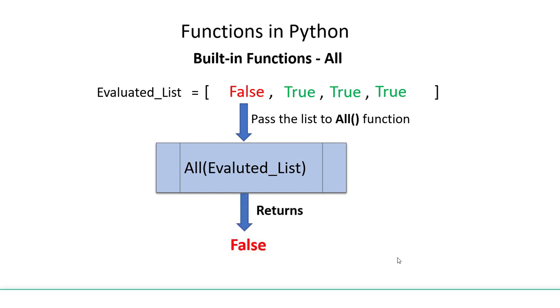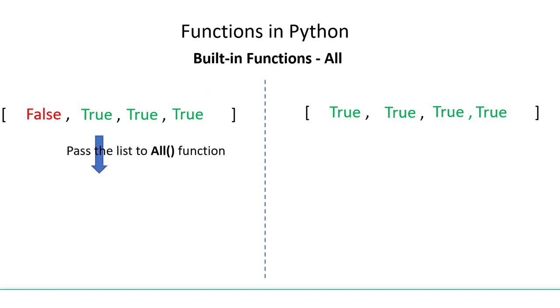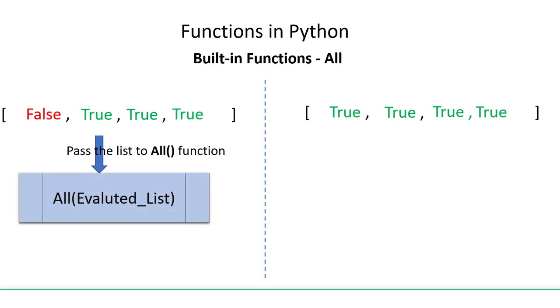The result is false. That's because at least one element that is part of the list passed as an argument to our all function is evaluated to false. So here as well we have two cases. The first case being at least one element in the list passed as an argument to our all function comprises of a false value. Now when at least one value present in the list passed as an argument to our function is false, it definitely returns false.